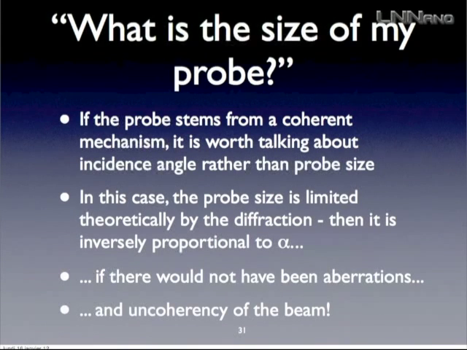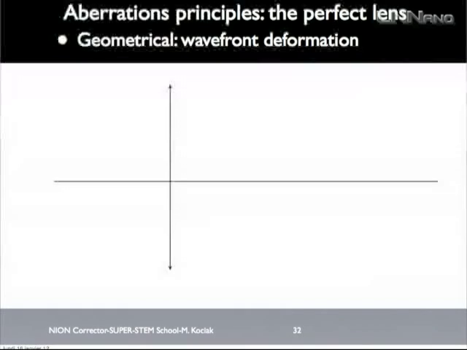But if you really want to ask what is the size of the probe, then it's worth talking more about incidence angle, because the true quantity, which is perfectly defined, is the angle of incidence if you are diffraction limited. But in fact, as I said, you have a lot of aberrations which broaden your probe, and also your probe will have some amount of incoherency, just like in a TEM, that will broaden it even further. So I will talk a little bit about aberration, and tomorrow I will talk about how to correct them.